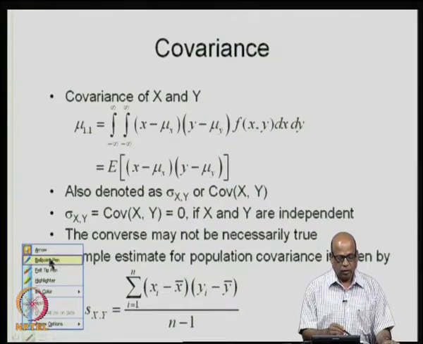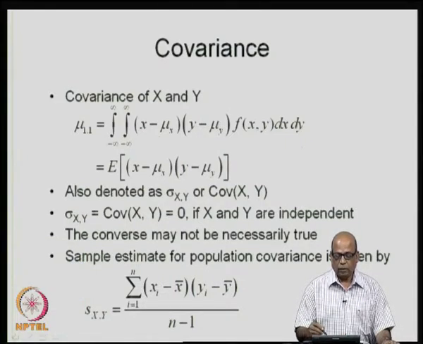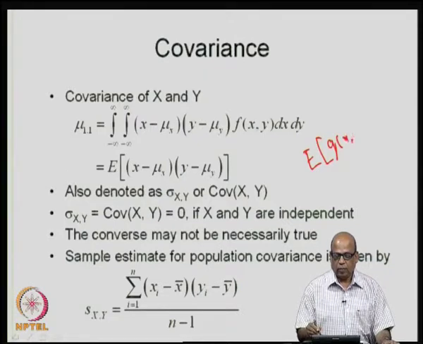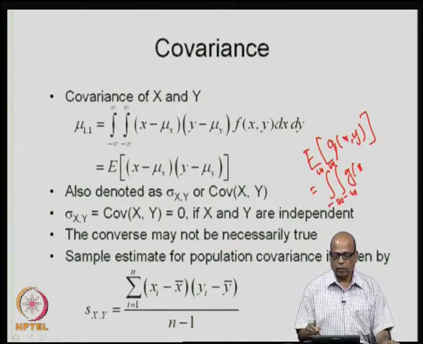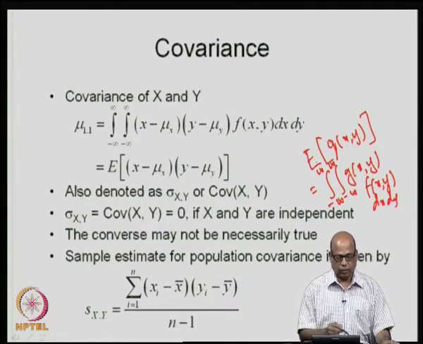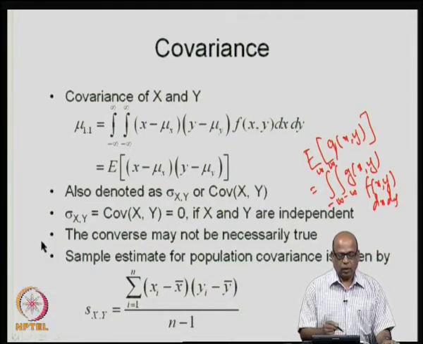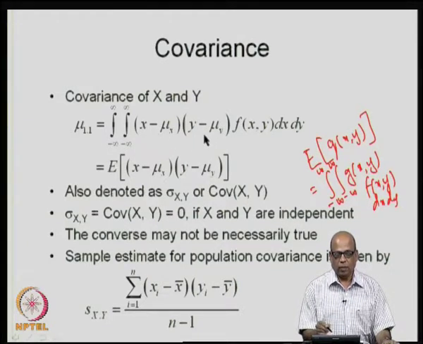Recall what your expected value is. The expected value of, let us say, g of x comma y in a two dimensional random variable case, is nothing but the integral from minus infinity to plus infinity of the function g of x comma y into the joint PDF f of x y dx dy. This is how we define the expected value of a function. We use that definition, and our function here is x minus mu x into y minus mu y. This is the function of x and y, multiplied by the joint density function f of x y, and we are integrating that with respect to x and y.